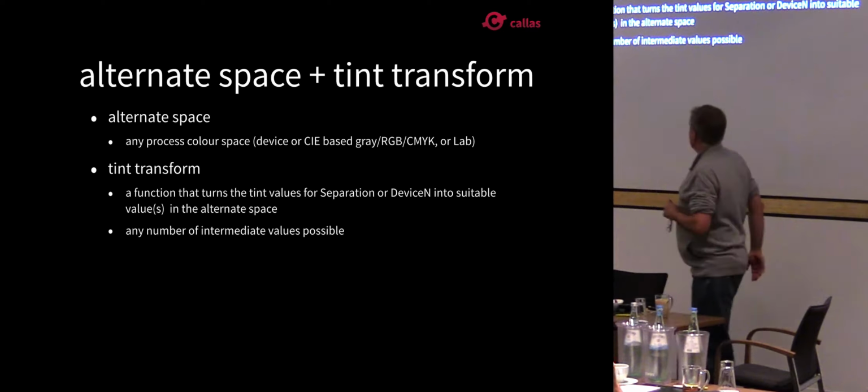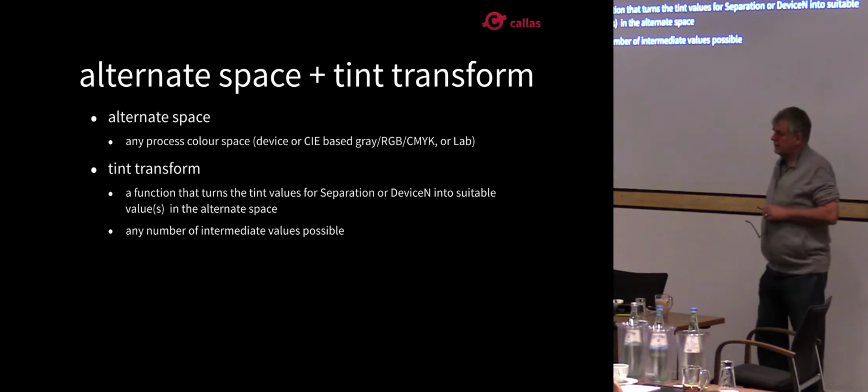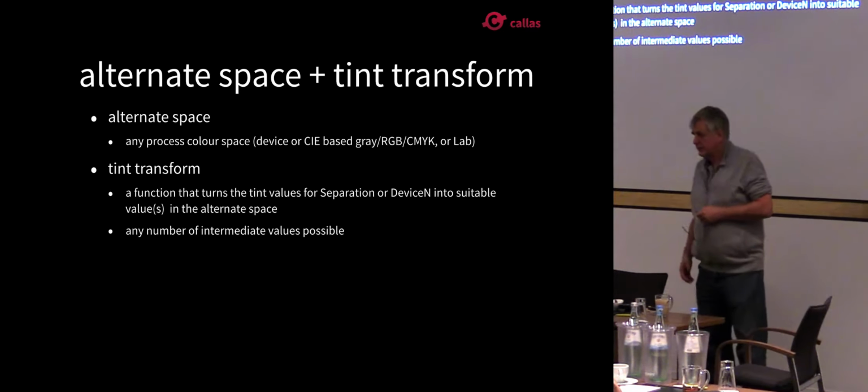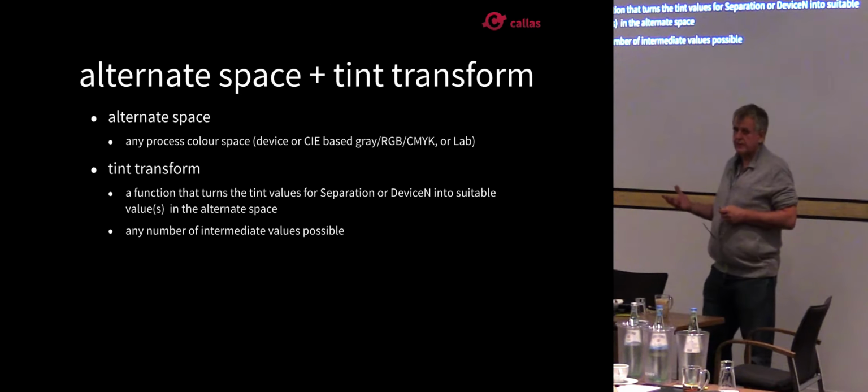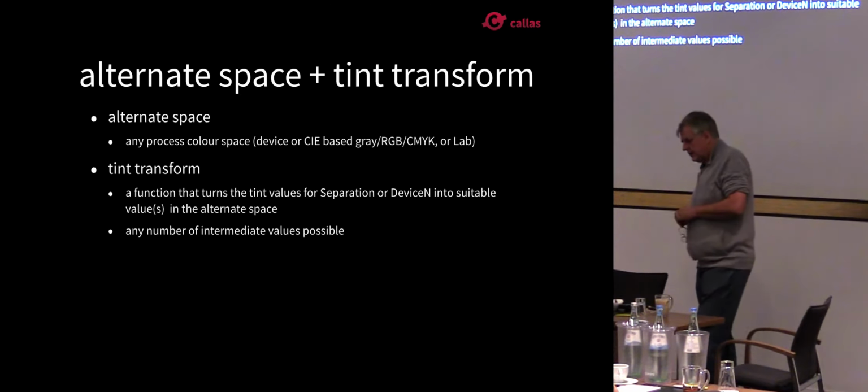This I more or less explained already. So for a spot color or DeviceN color space, you can have a representation that helps you create a visual appearance if you don't have the spot color ink.